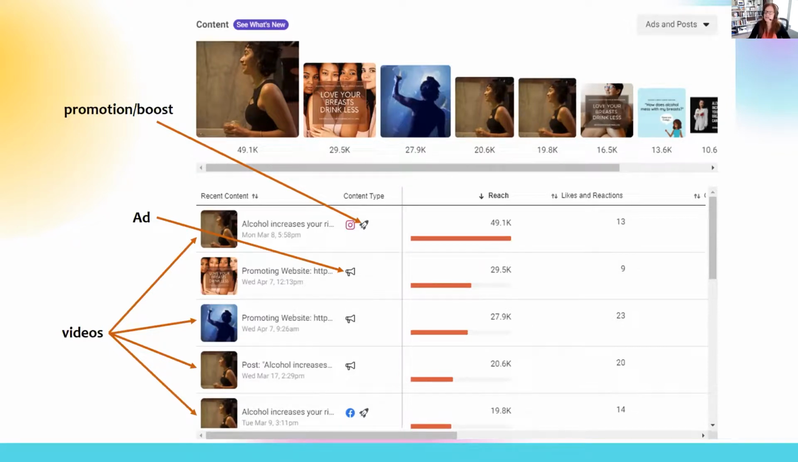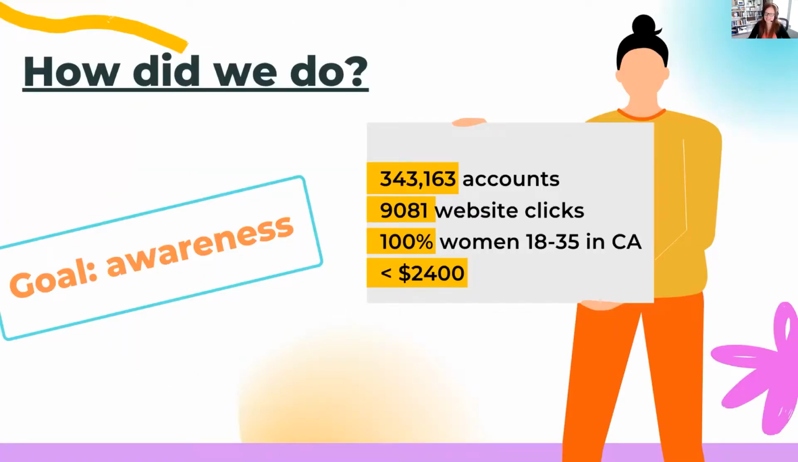So how did we do overall when we looked at the end of the campaign? What we were measuring was reach, not impressions or click-throughs, primarily because, again, it was all about awareness. We wanted women to know this, so the more women who actually saw the message, we thought that was more a measure of our success than impressions. So over 343,000 individual women received the message or saw the message. We had over 9,000 website clicks, and all those women were between the ages of 18 and 35 in California.